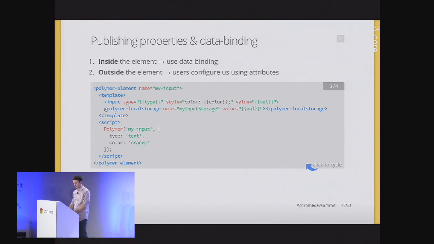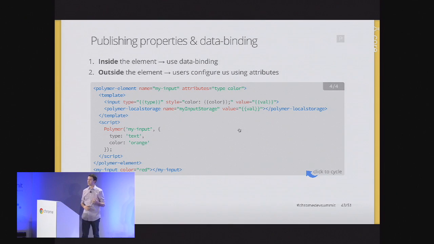This is using Polymer local storage. So now every time someone types in this input, this value is going to change, and it's data bound to this Polymer local storage value, and I'm automatically going to persist data using just data binding and internal to my component. Very, very handy stuff.